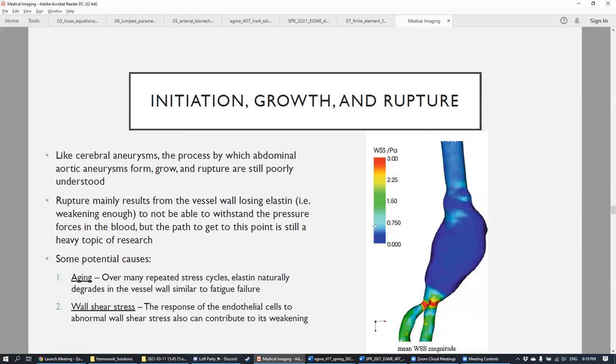Just like in the cerebral aneurysms, when you have rupture, this usually results from the vessel wall losing elastin, or when it's weakened enough. There are some potential causes for this lack of elastin. Some people think it's because of aging. As you age, we talked about how your blood vessels tend to get more stiff, and the reason is that the elastin in your blood vessels tends to die out and decay. Also, if you have abnormal levels of wall shear stress, this can cause your endothelial cells to be weakened, and cause more risk for rupture as well.